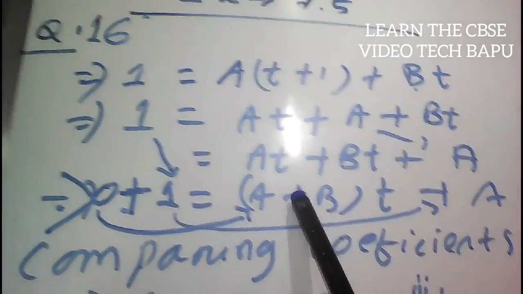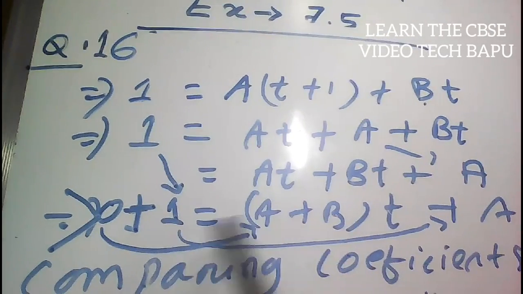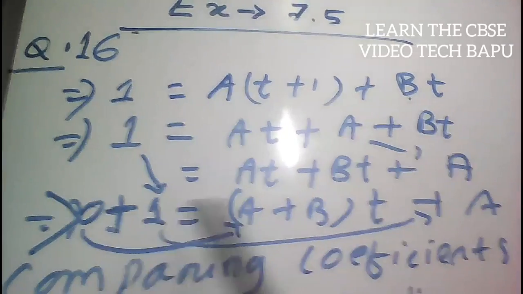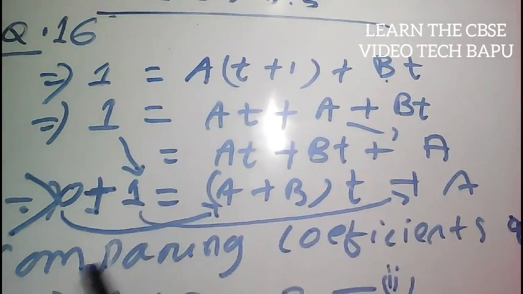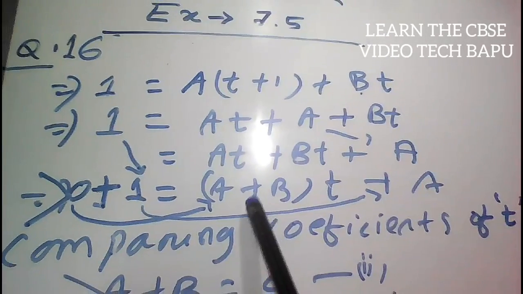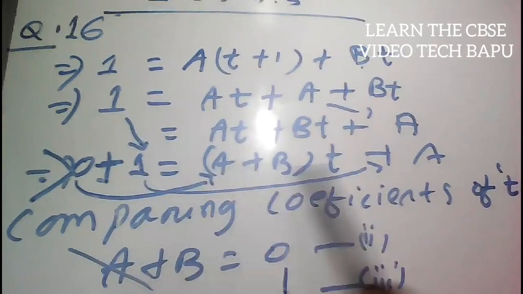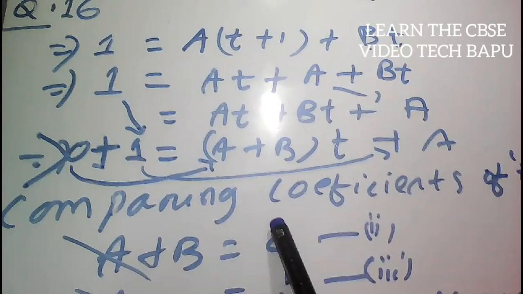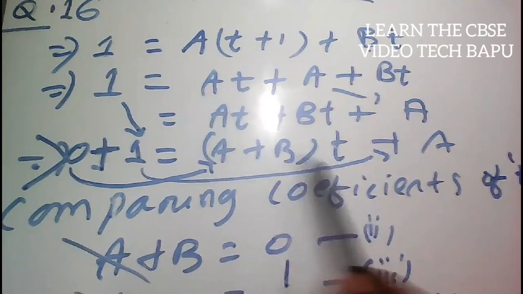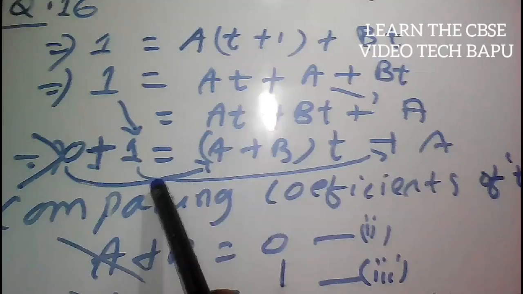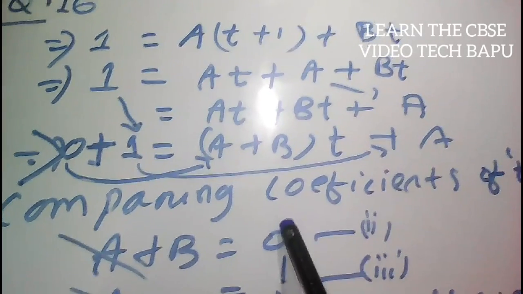So by comparing these coefficients, as there is no value of t on the left, you can take this value as 0 and the value of a as 1. By comparing coefficients of t, you can clearly see that a plus b into t is equal to 0 and a is equal to 1. So here a plus b is equal to 0. Why? As a plus b into t is equal to 0, t goes to this side and multiplied by this, that is also 0. So a plus b is equal to 0, and the value of a is equal to 1.